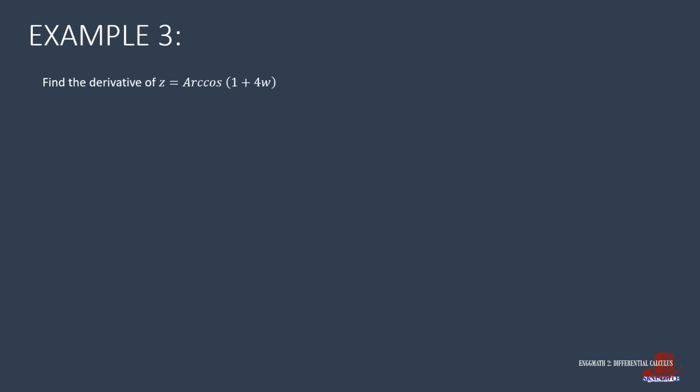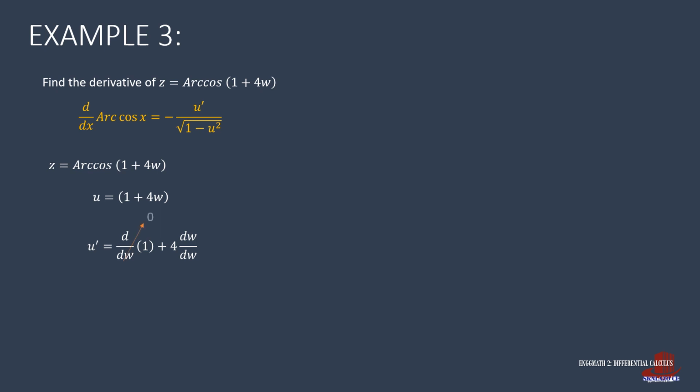Example 3 has the equation of z, which is equal to arc cosine of the quantity 1 plus 4w, and the derivative of arc cosine is negative u prime over the root of 1 minus u squared. Then again, identify u from the premise, that is the quantity of 1 plus 4w. With the binomial, the derivative can be taken separately as the derivative of 1 and the derivative of 4w. The first term is taken as 0 as it takes the derivative of a constant. The second term has 4, so the resulting u prime is 4.